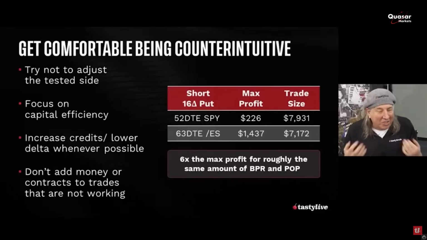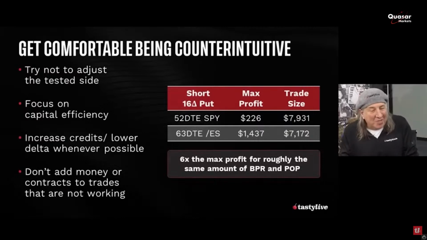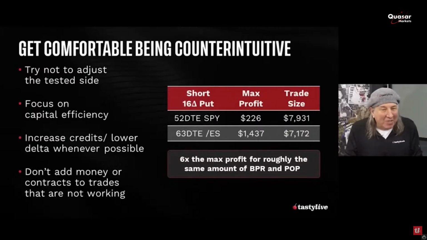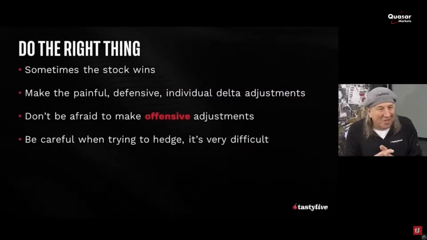Does that mean we only trade ES options? Of course not. We trade SPY all the time for lots of different reasons. But I'm just showing you what we call nuanced know-how. That is understanding that your max profit could be as much as 6 times greater. That's what we talk about with capital efficiency. Let's go to the next slide. Oops, sorry. Here we go.